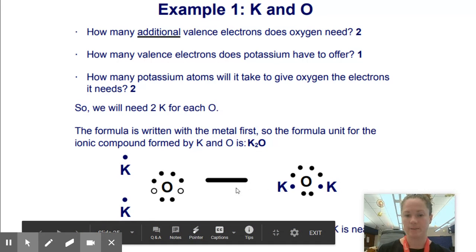And we could see that we would have 2 Ks. Here are our empty valence electrons. This is where they would want to go. And K joins with O here.